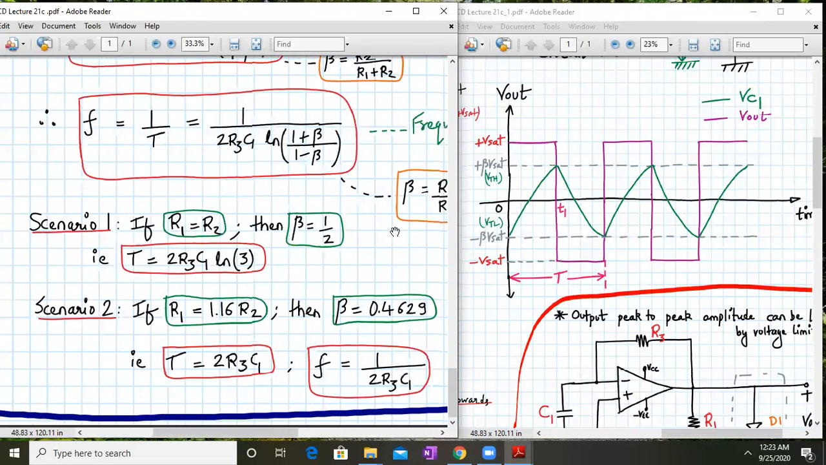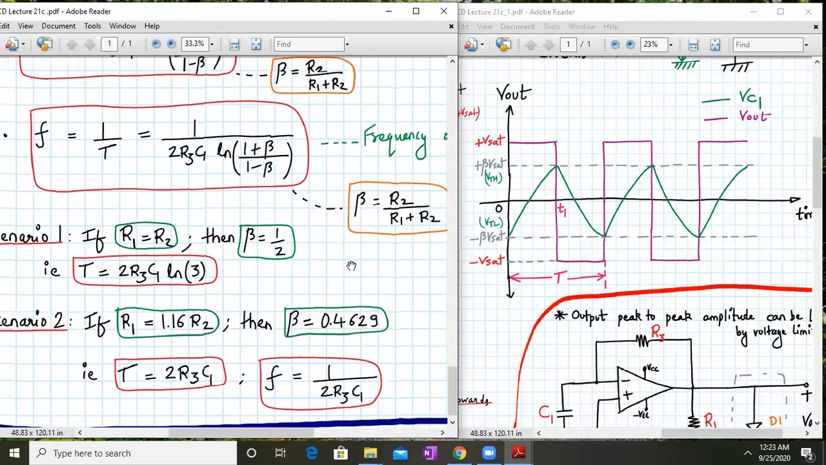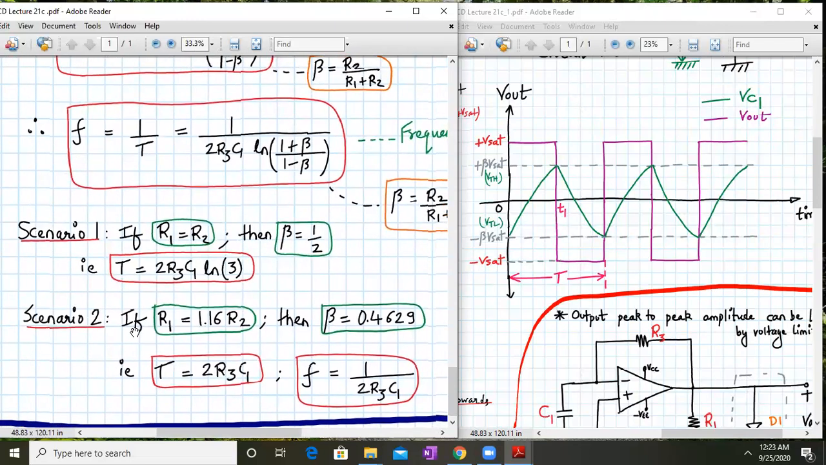Now there are two scenarios over here. If we substitute R1 equal to R2, we'll get beta as half, and we'll get T equal to twice R3 into C1 natural log of 3. Now this will be helping in a design, right? Whenever we have a design, normally we consider R1, R2 the same, or we consider R1 as 1.16 times R2. So when we consider R1 as 1.16 times R2, then beta will be 0.4629. That will be the factor.